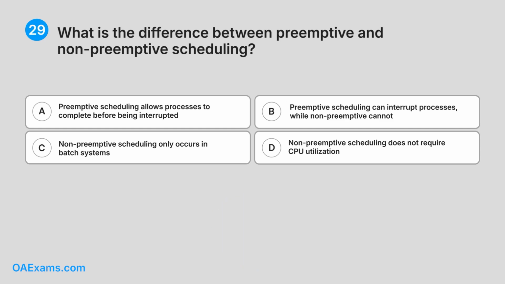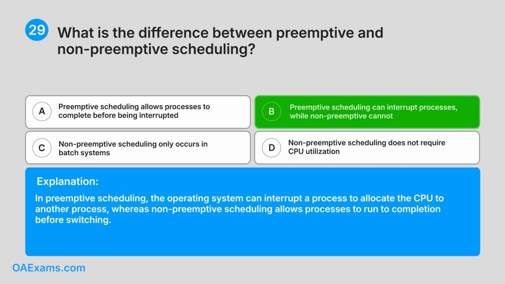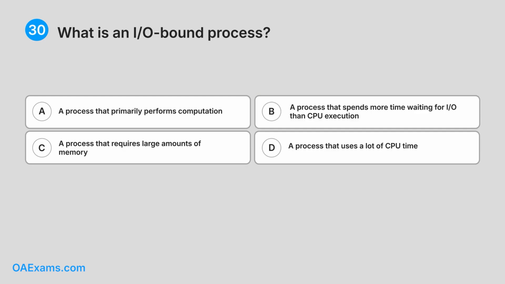Correct answer: B. Preemptive scheduling can interrupt processes, while non-preemptive cannot. Explanation: In preemptive scheduling, the operating system can interrupt a process to allocate the CPU to another process, whereas non-preemptive scheduling allows processes to run to completion before switching. 30. What is an I/O-bound process?